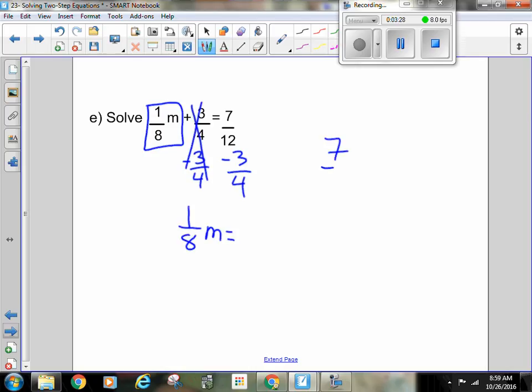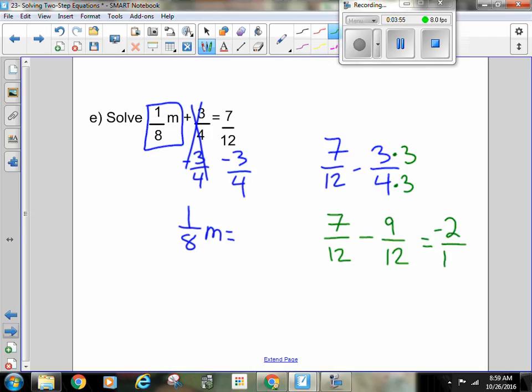Now here, 7/12 minus 3/4. To subtract fractions, they need to have the same denominator or a common denominator. So I need to change that 4 into 12. So mathematically, I'd have to multiply by 3. But if I do it to the bottom, I need to multiply the top by 3 also. So that now changes this into 7/12 minus 9/12. And we end up with negative 2/12. And I'm going to actually reduce that, just to make it a little easier on ourselves, to negative 1/6.